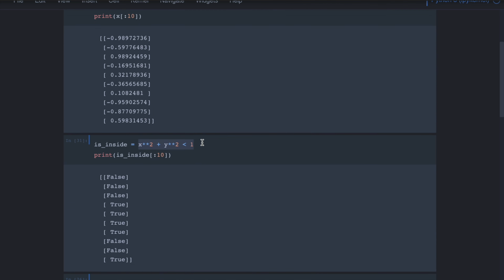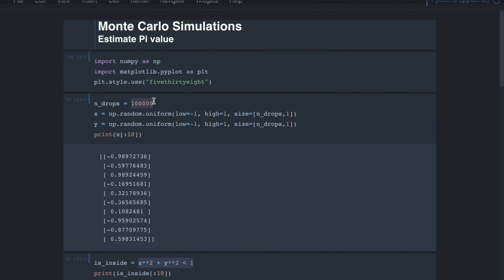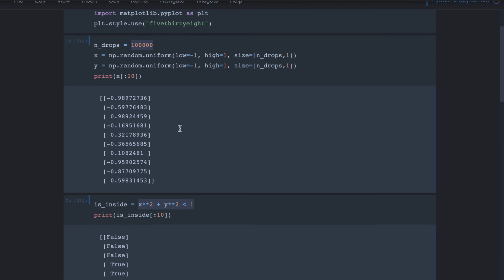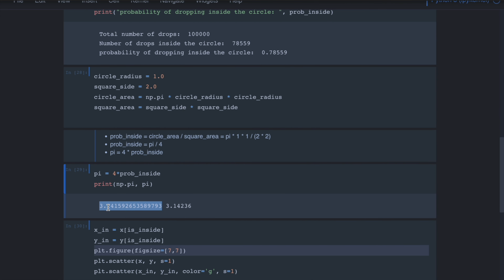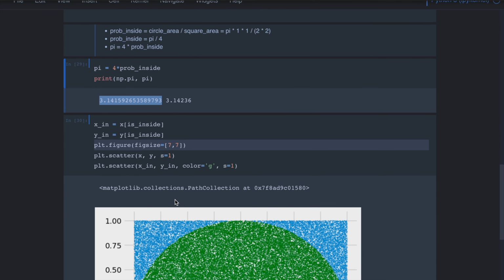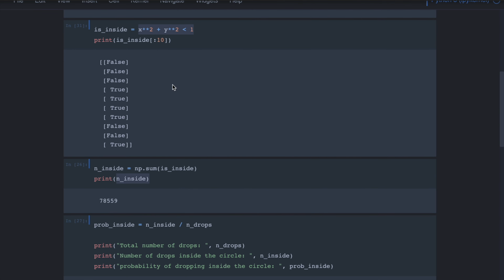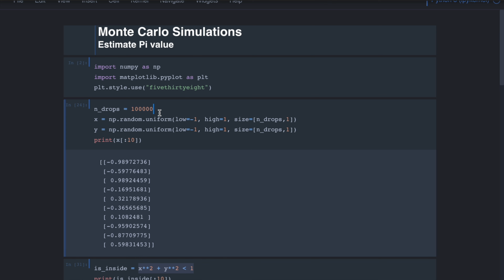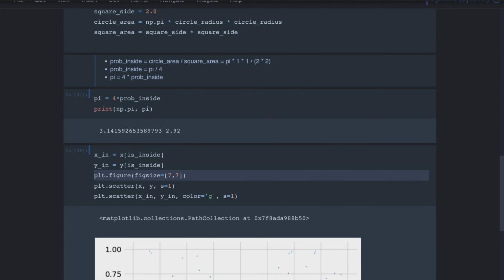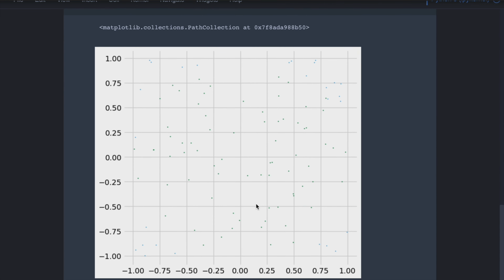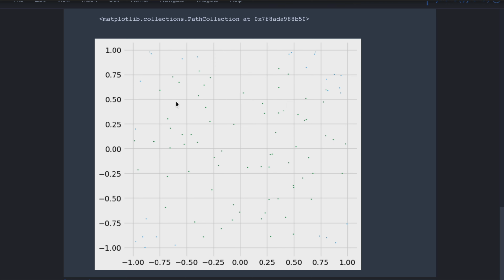Now, in this case we have done 100,000 points, but as we increase the number of points, this value gets even closer to the true value. Now let's do it with very few points so that you can see how they are falling. Let's say we are dropping only 100 points. You see the 100 points, they are like here. It is even hard to see the square and the circular shapes, right?